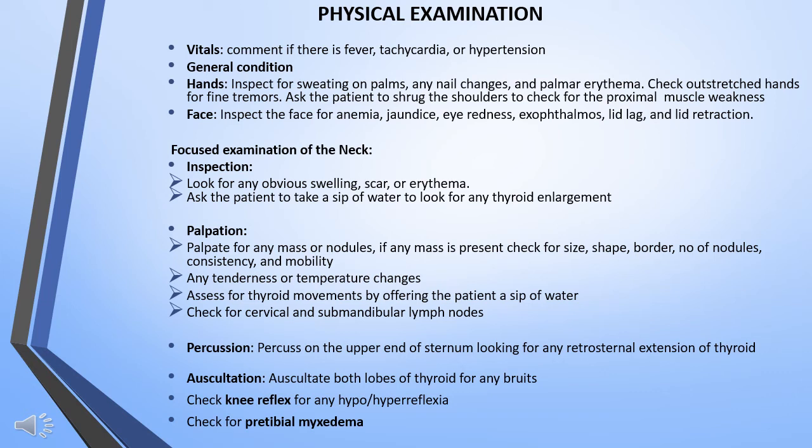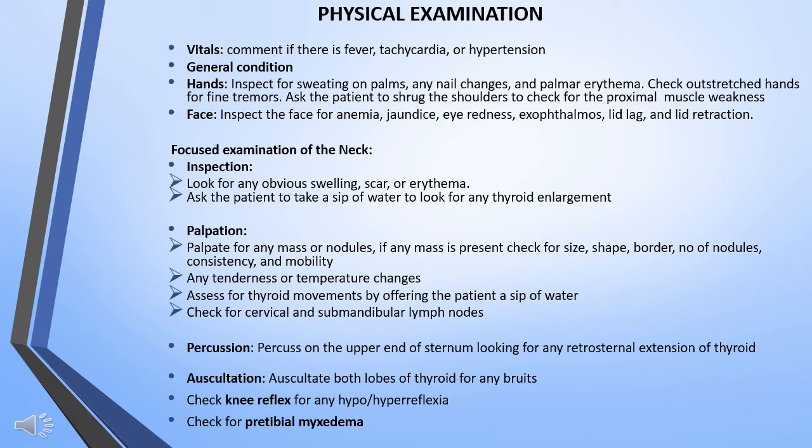Now proceed towards the palpation, where you'll palpate for any mass or nodules. If there is any mass present, then check for size, shape, border, number of nodules or mass, consistency, and mobility. Check for any temperature or tenderness. Then assess for the thyroid movements by offering the patient a sip of water. Check for cervical and submandibular lymph node if there is any lymphadenopathy present.